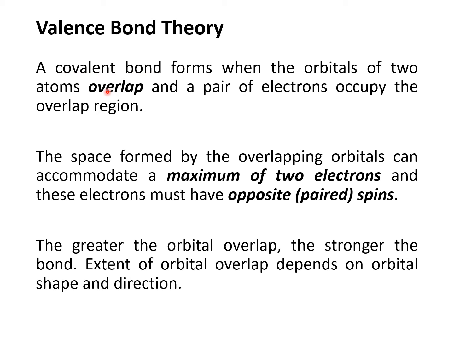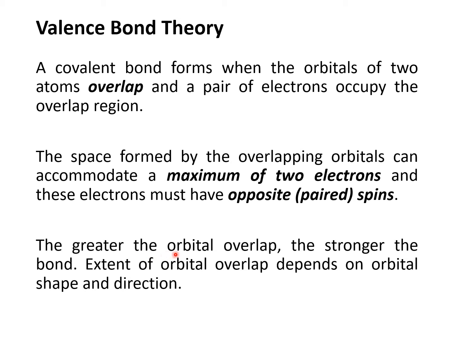A covalent bond is formed when the orbitals of two atoms overlap, and a pair of electrons occupy this overlap region. Just as with the case for atomic orbitals, the space formed by the overlapping orbitals can accommodate a maximum of 2 electrons, and furthermore, these electrons must have opposite spins. So, for example, spin up and spin down, or spin plus a half and spin minus a half.